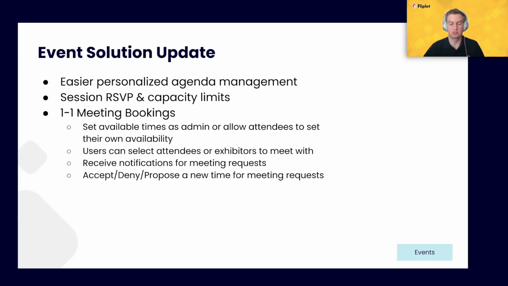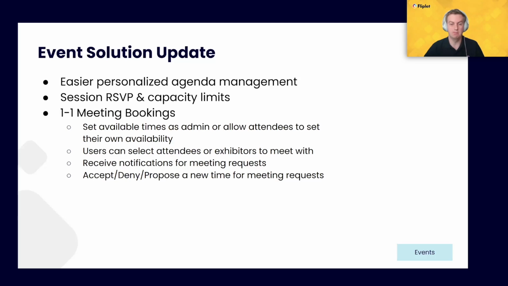We're also improving our personalized agenda management system. So this is when we have sessions that are optional. Only some people will see them. We're making it a lot easier for you to add that list of people to the agenda session and control who can see it. We're also adding a few other settings into the agenda, such as session RSVP and capacity limits. And then we're also adding a new feature for one-to-one meeting bookings.